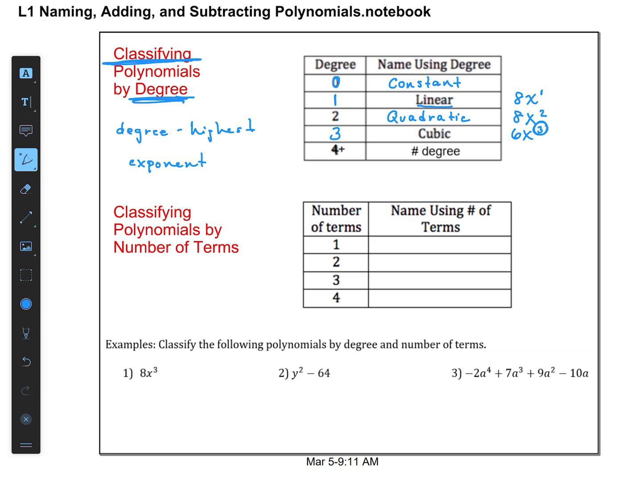Anything above a degree of 3, so maybe 5x to the fourth, or 6x to the 7th, or 9x to the 100th, we just call that whatever the degree is. So this thing right here would be a 4th degree polynomial. This thing right here would be a 7th degree. This would be a 100th degree polynomial.